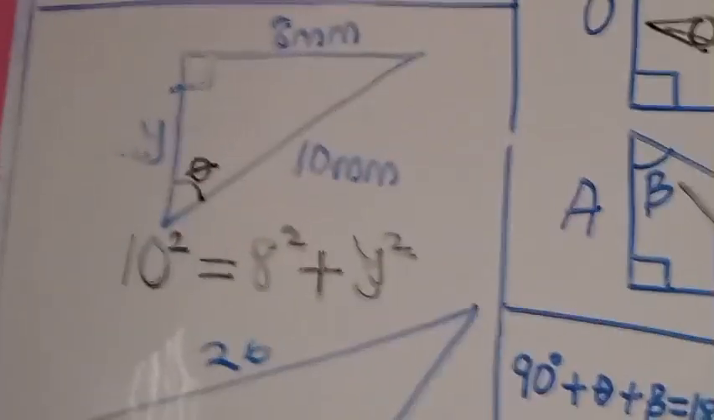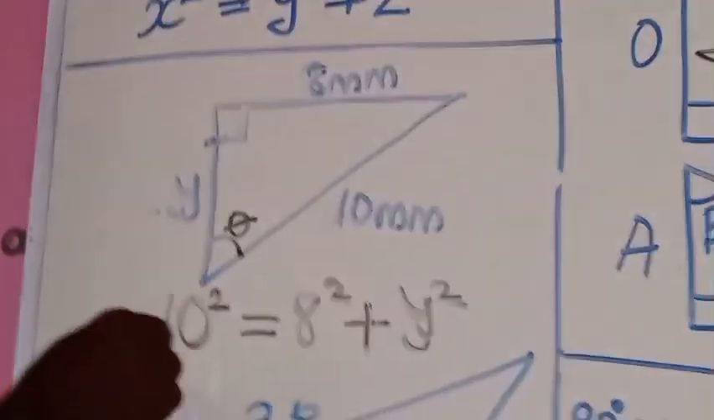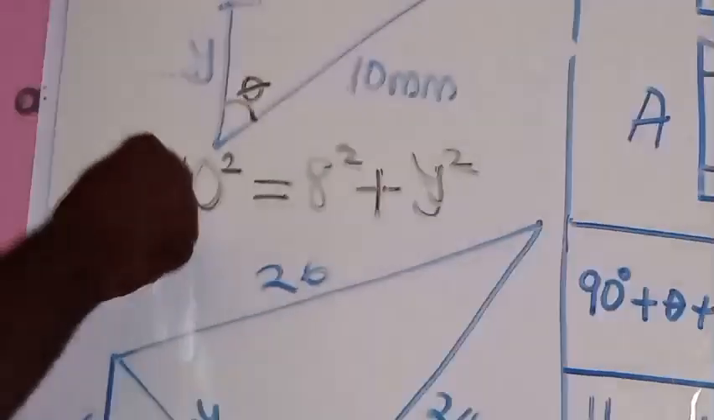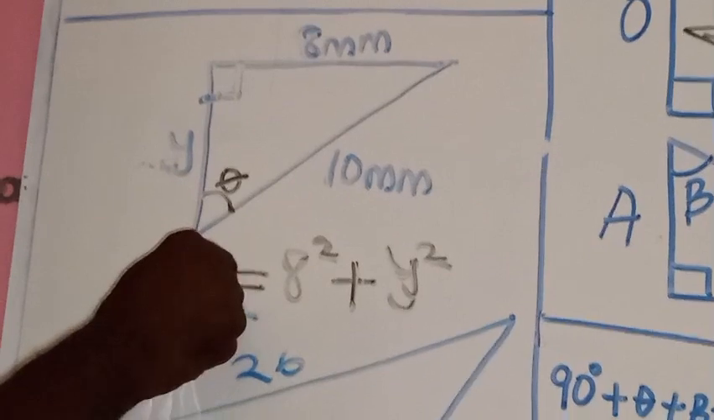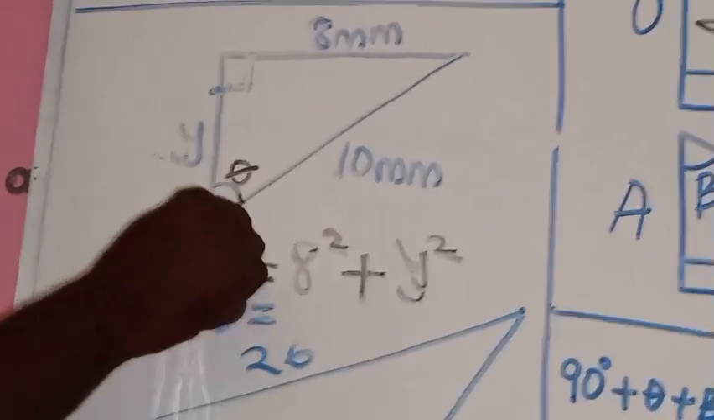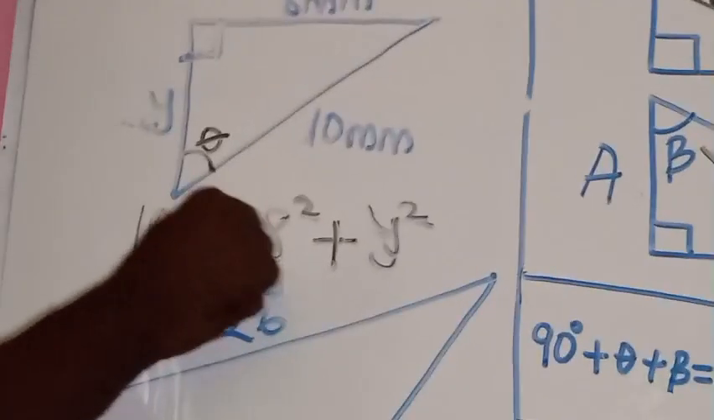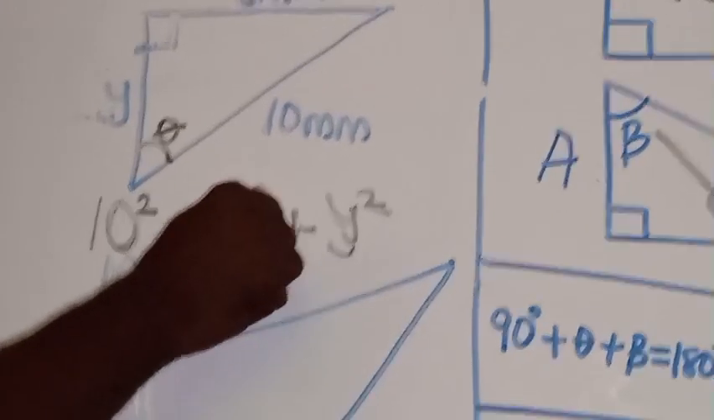To find your y now, you try to open this up. 10 squared means 10 times 10, that is 100. 100 equals 8 squared, 8 times 8, 64, plus y raised to the power 2. Okay?